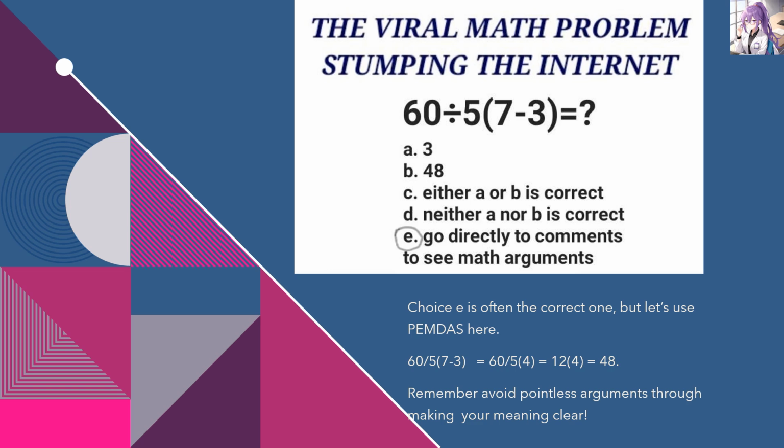So we have the problem. We're going to start by doing the parentheses first, which gives us 60 divided by 5 times 4. Now remember, in PEMDAS we do multiplication and division in order from left to right. So we divide 60 by 5 and get 12, and then we multiply 12 times 4 and get 48. Now remember that this is just a way to get people to argue online usually, and if you want to avoid pointless arguments on the internet, make sure you disambiguate problems like this to avoid such arguments in the future.